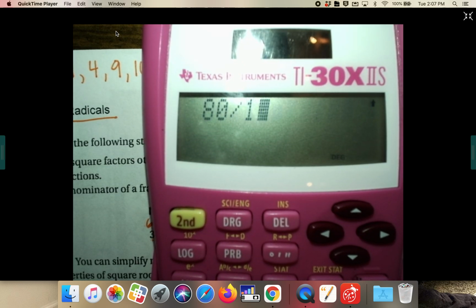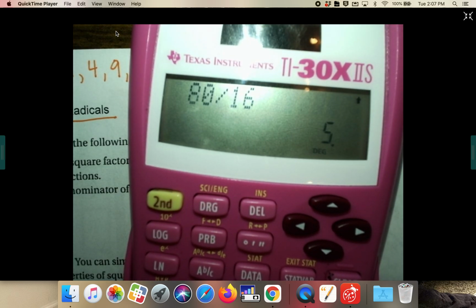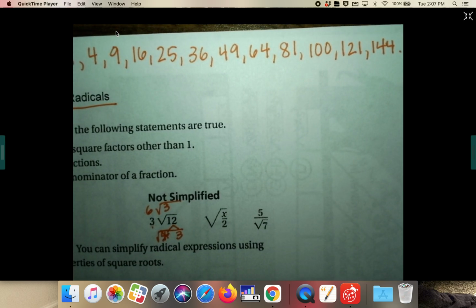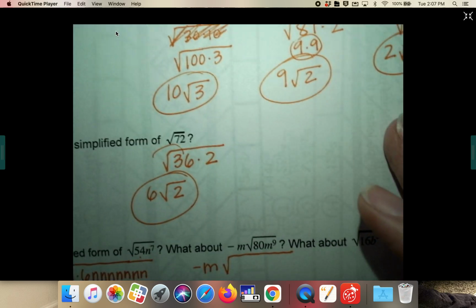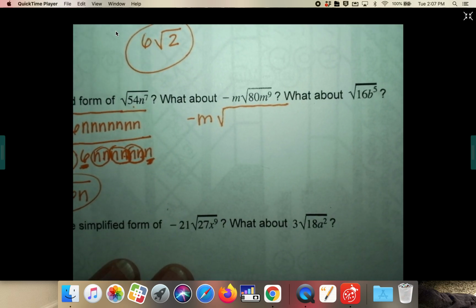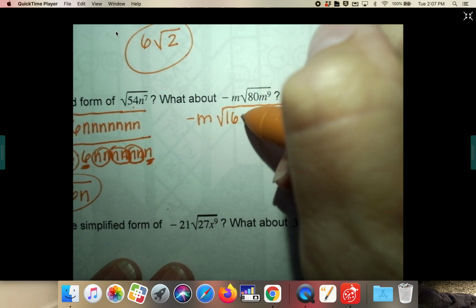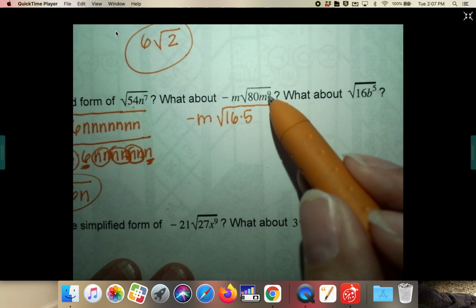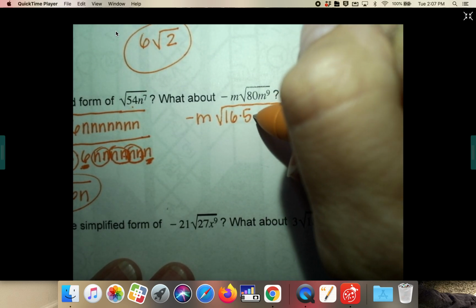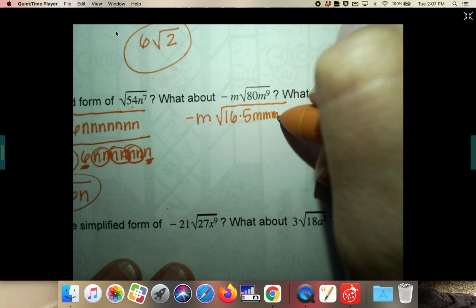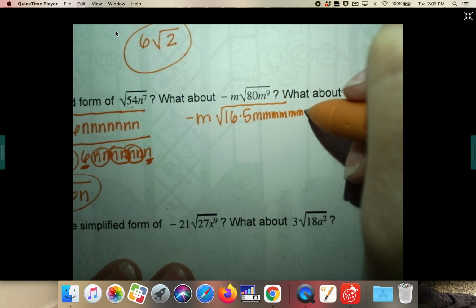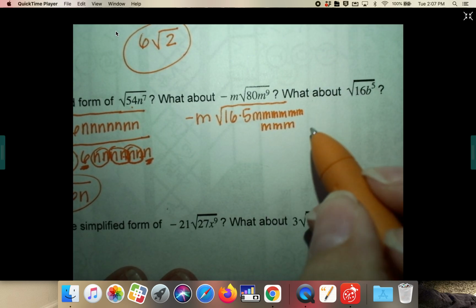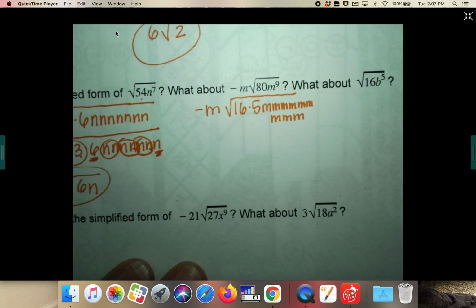80, and again, you're just going to have to play with these and see. Oh, it does. Okay, 16 times 5. So 80 is 16 and 5, and that was just a lucky guess. You're just going to have to keep playing with numbers until you see. So it is 16 times 5. That's what 80 is. And then there are 9 m's. I'll go ahead and write it out one more time. 1, 2, 3, 4, 5, 6, 7, 8, 9.